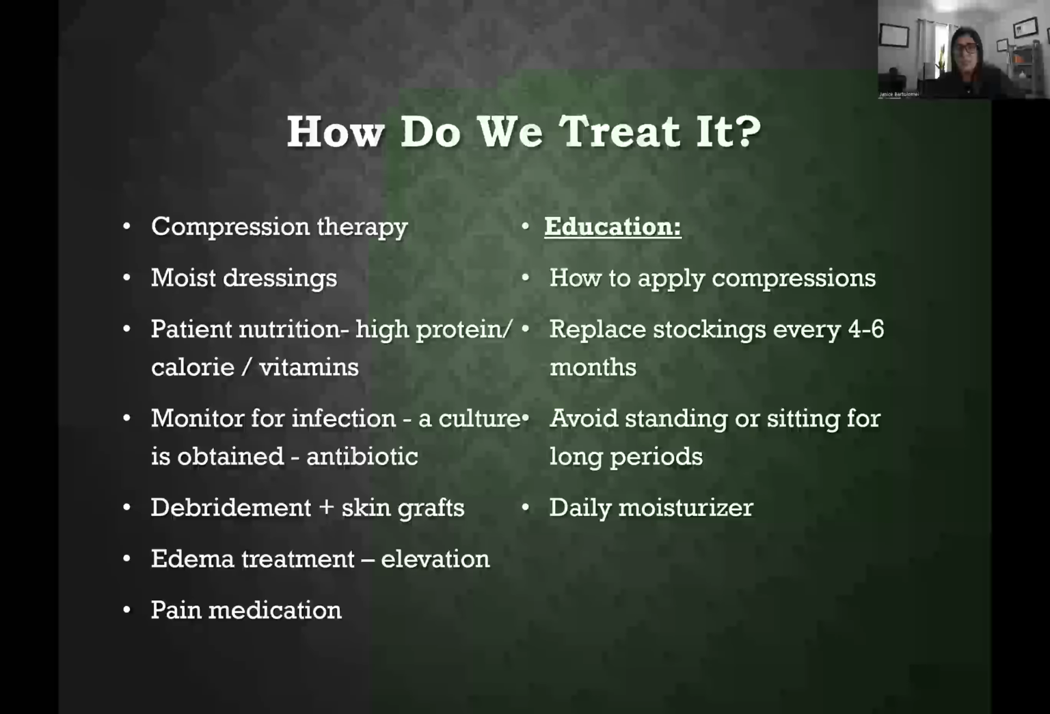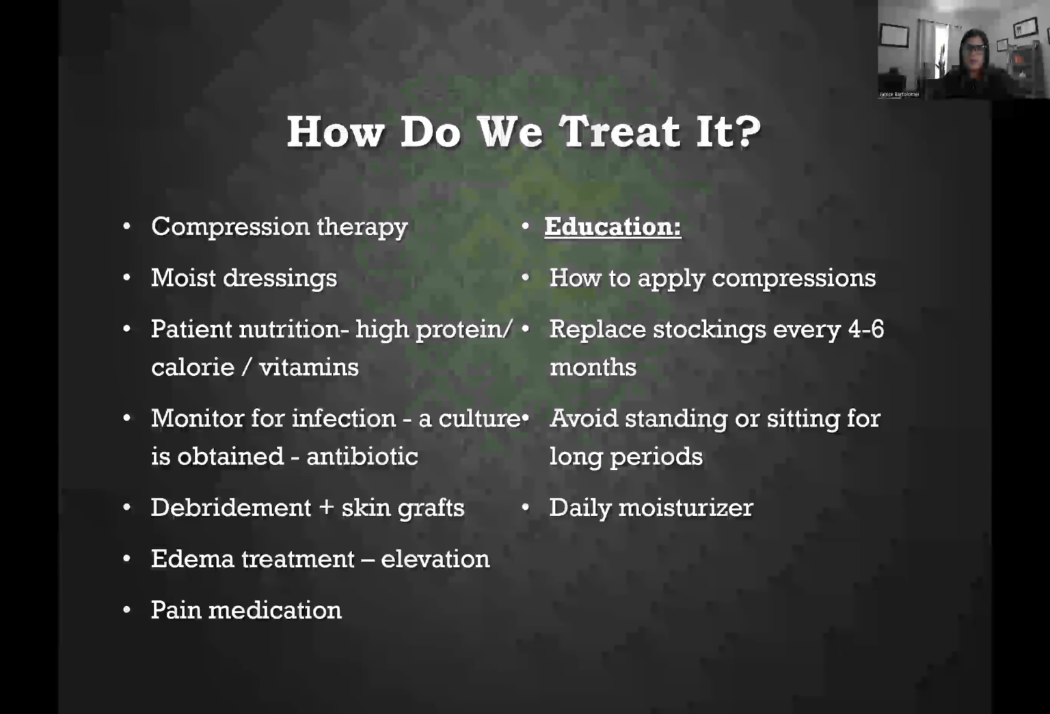Sometimes these wounds need to be debrided, so debridement and grafts need to be inserted. That's up to the physician and how bad the wound is. For the edema, we encourage the patients to elevate their legs to decrease the inflammation and treat pain with medications, especially before dressings. We educate them to replace their stockings every 4 to 6 months and avoid long periods of standing or sitting.